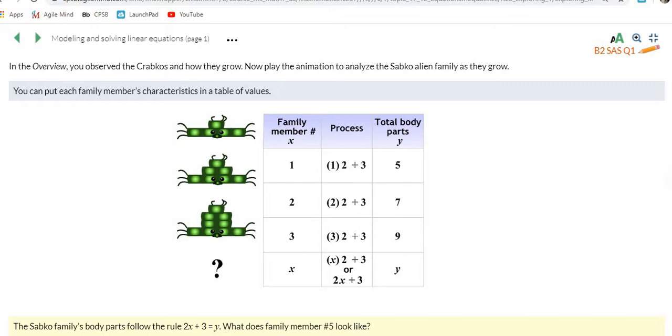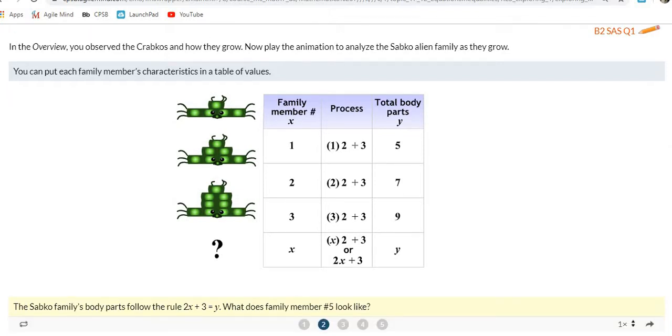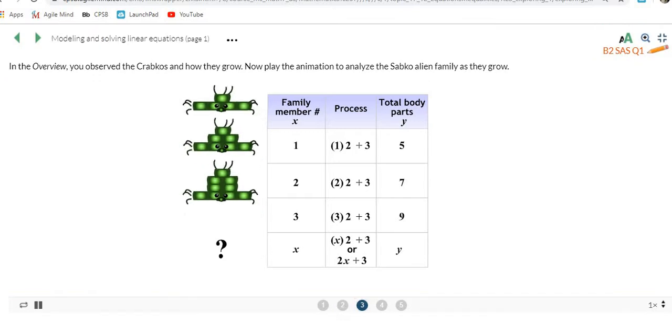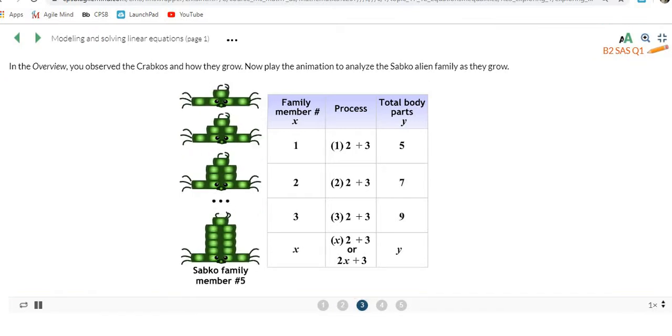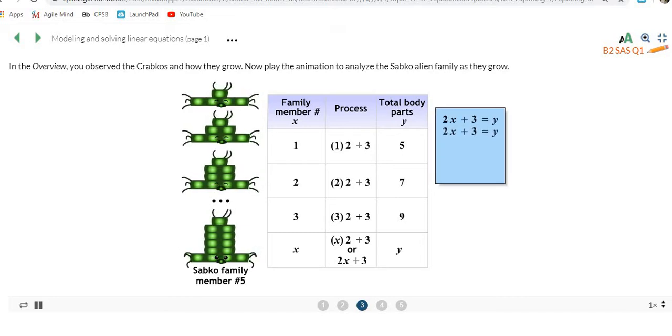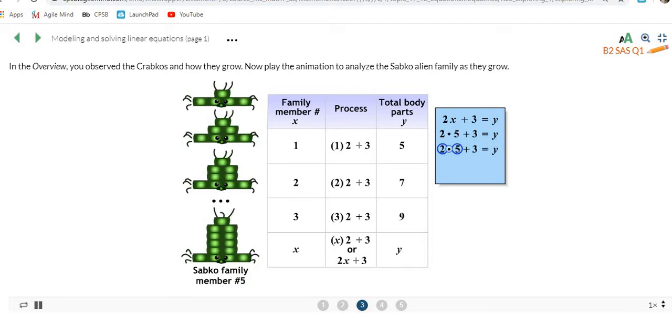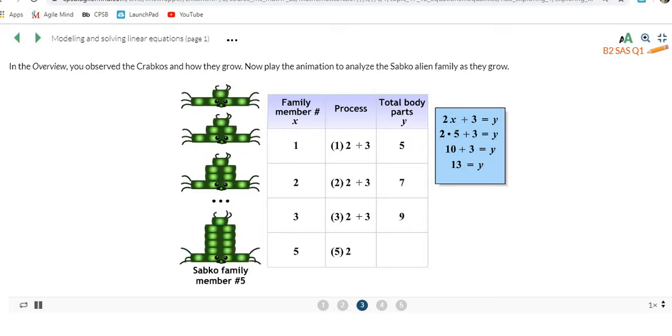But our chart wants to know how many body parts family member 5 has. We already found that. How many does 5 have? 13, but we need to fill that into our chart. That is family member 5, so we could use our equation and plug in a 5 for x. So our process could be 2 times 5 plus 3. Does 2 times 5 plus 3 give me 13? Yep. So that is what we need to fill in for our table for 5.